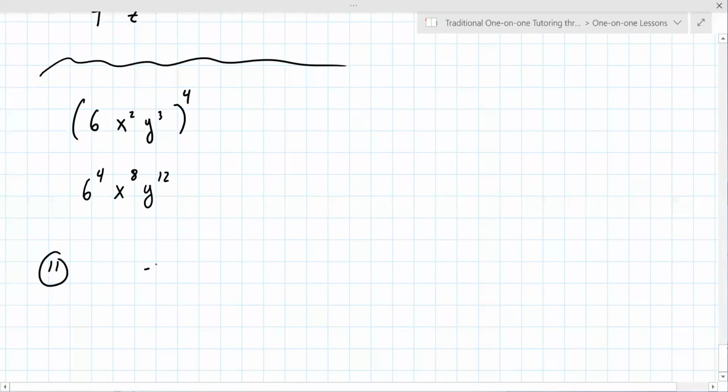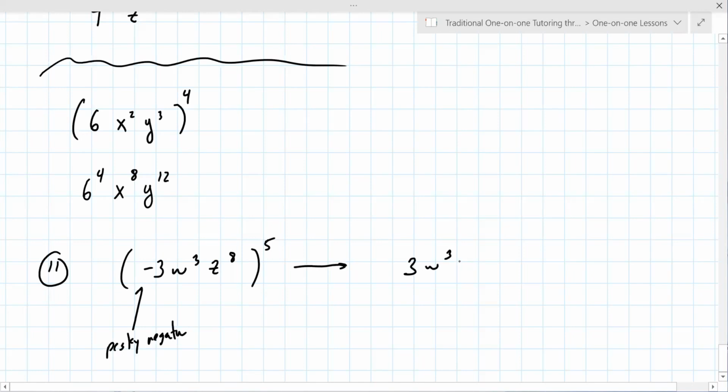All right, and it's really similar to what we just did, except now there's this pesky negative right here. So I want you to ignore it for the moment. I want you to do this problem, 3w cubed z to the 8th to the 5th power. And notice it's just like the one you just did up here. So I want you to do this on the right, and then we'll talk about what to do with that negative.